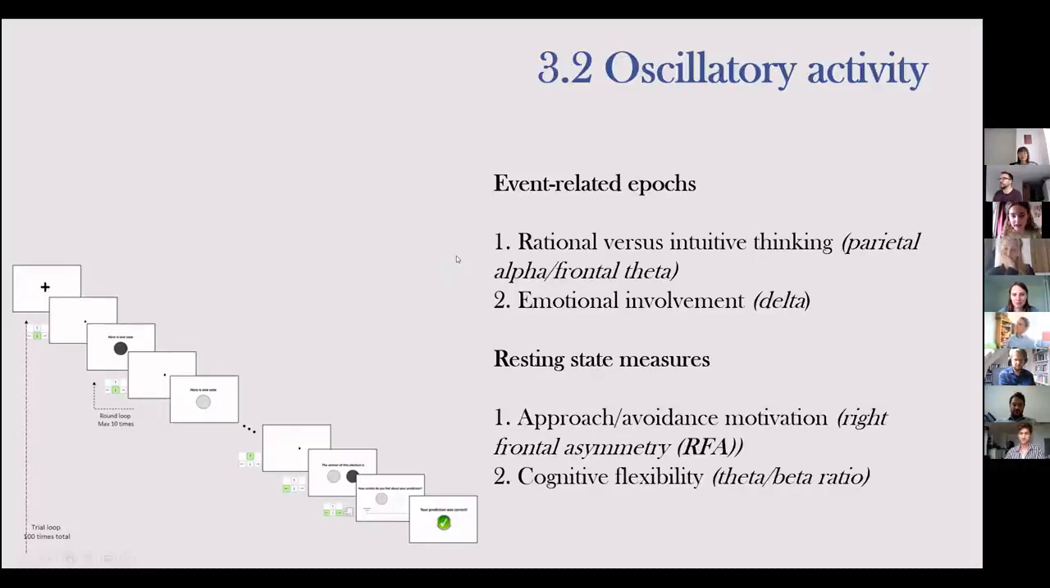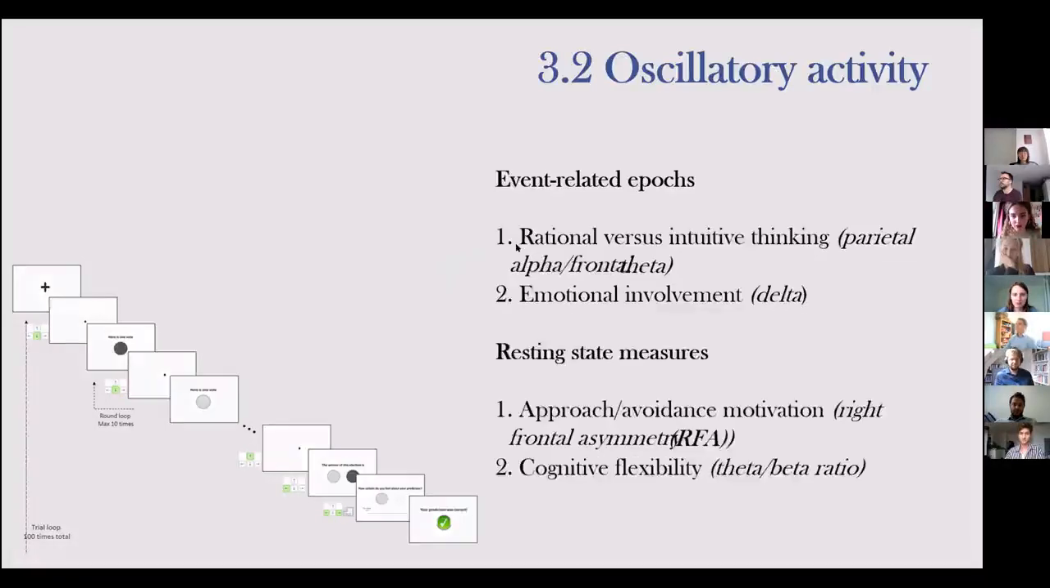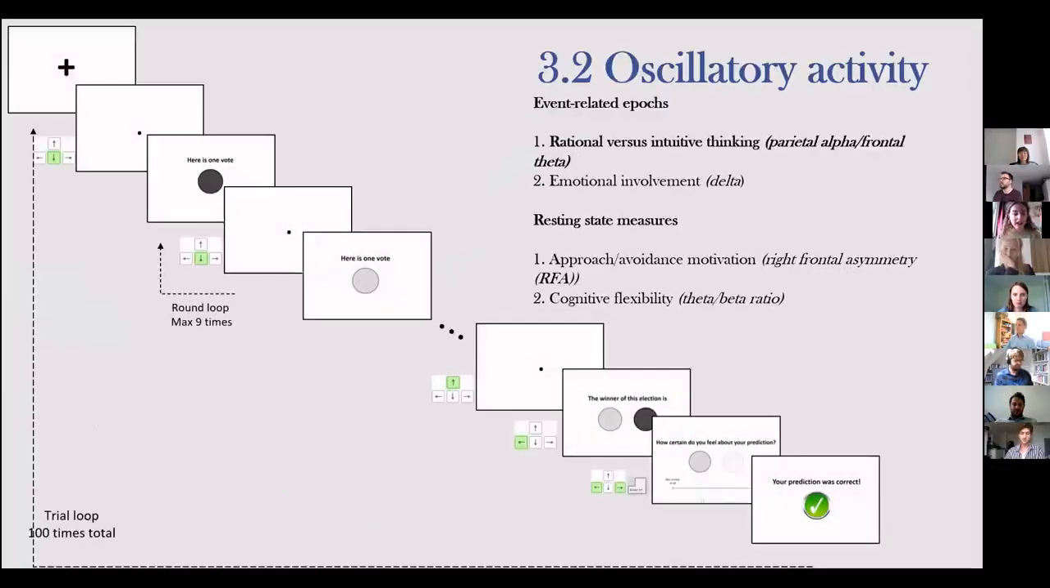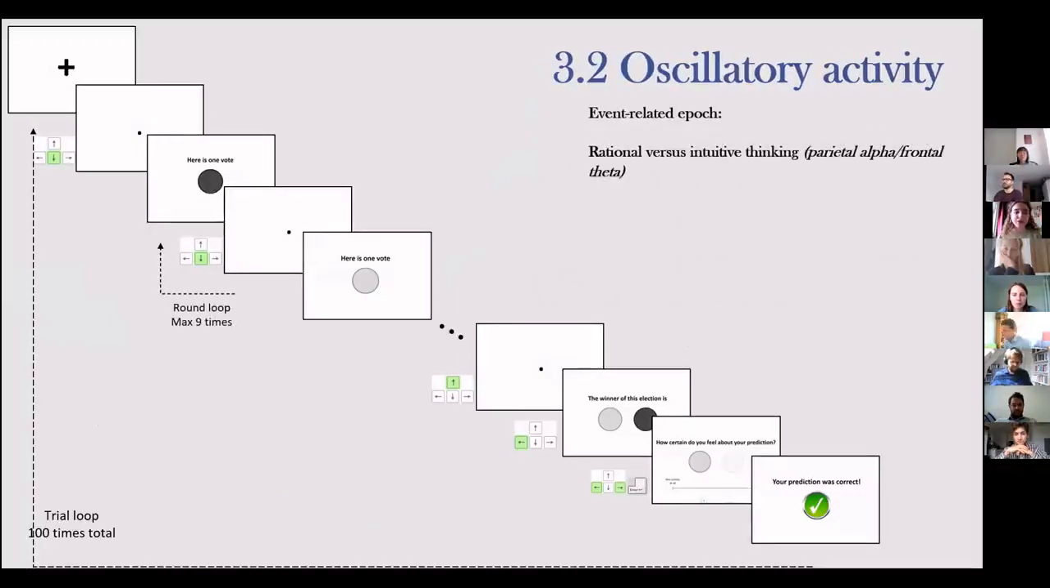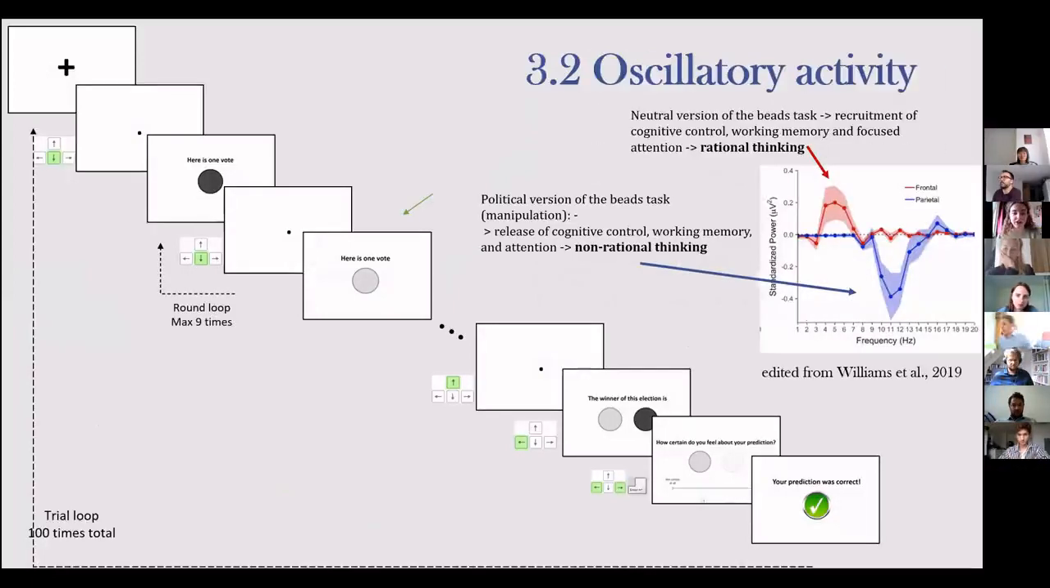Let me see if I can go to the next slide. Yes. And that is the parietal alpha and frontal theta ratio, which is supposed to reflect rational versus non-rational thinking, in which decrease in parietal alpha is supposed to reflect increased intuitive thinking, and increase in frontal theta is supposed to reflect increased rational thinking. And here you can see my hypothesized differences. So this is not real data. This is from another study.